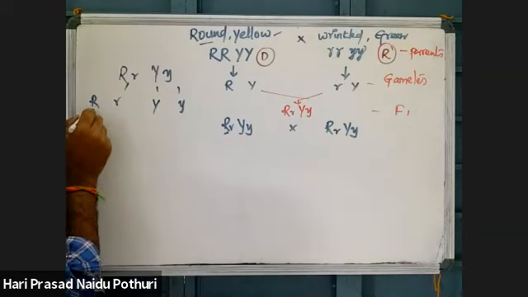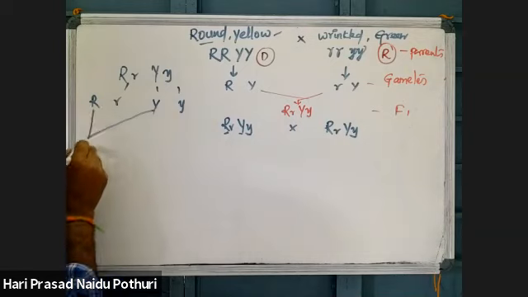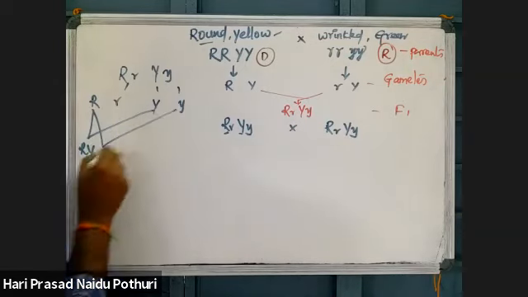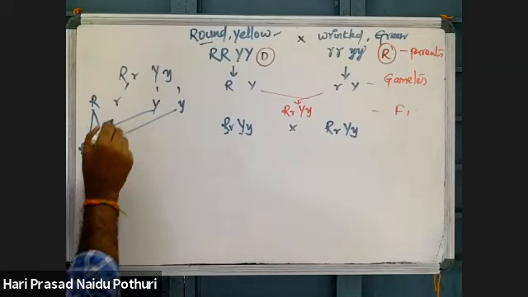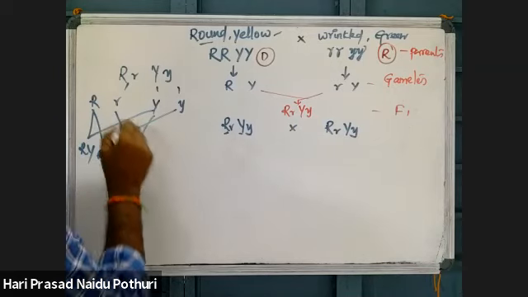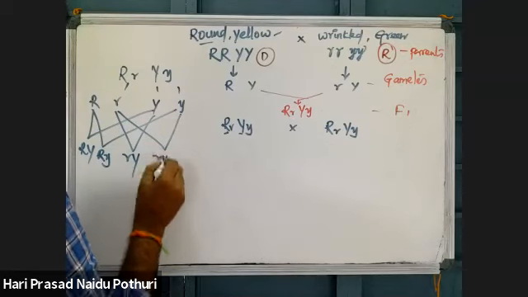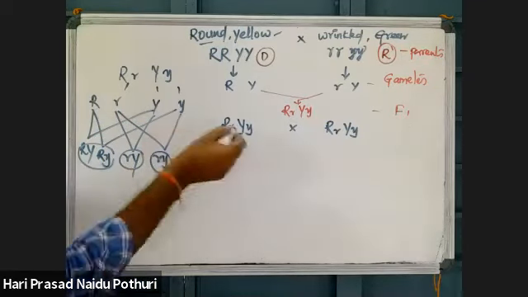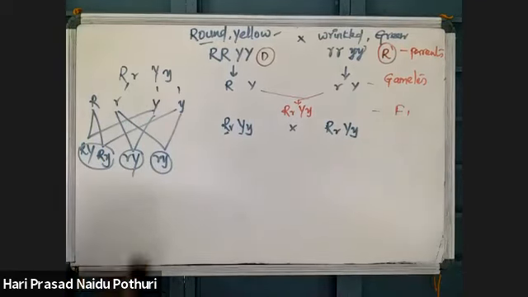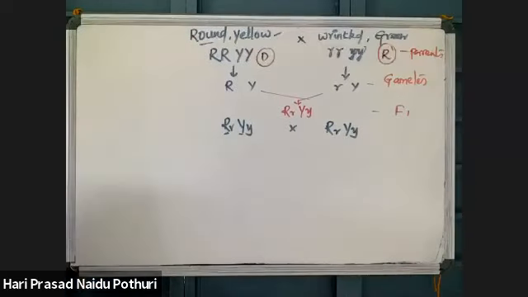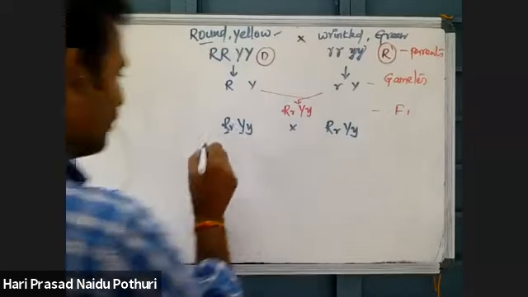And this gamete may combine with this one, so that capital R, capital Y gamete will form. This will combine with this, capital R, small y, small r, capital Y, small r, small y. So 4 types of gametes are possible now. Now write a Punnett square.